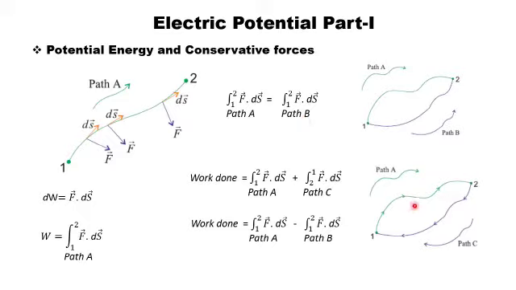Next, we consider a closed path which starts from point 1 to 2 along path A, and then from point 2 to 1 along path C. The total work done for this closed path can be written as work done along path A plus work done along path C, or we can write it as work done along path A minus work done along path B, because we can see that the work done along path C is simply the negative of the work done along path B. And from here we know that work done along path A is equal to work done along path B. So the total work done around a closed path is equal to 0.